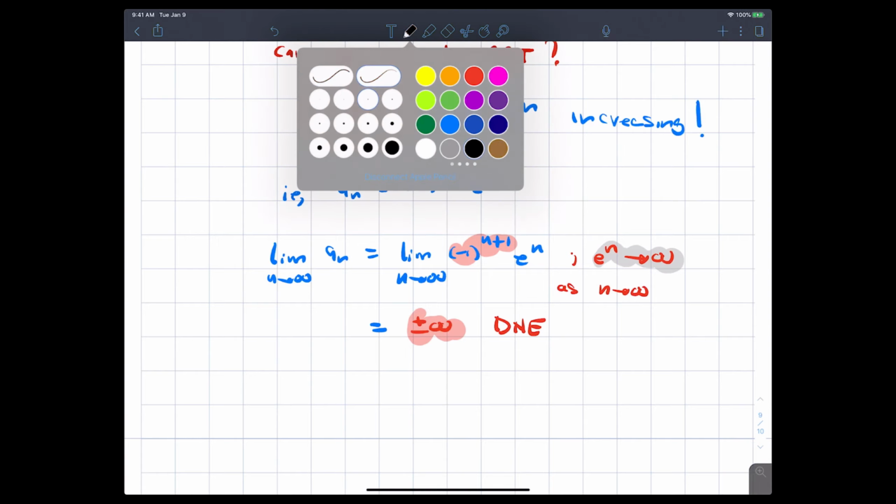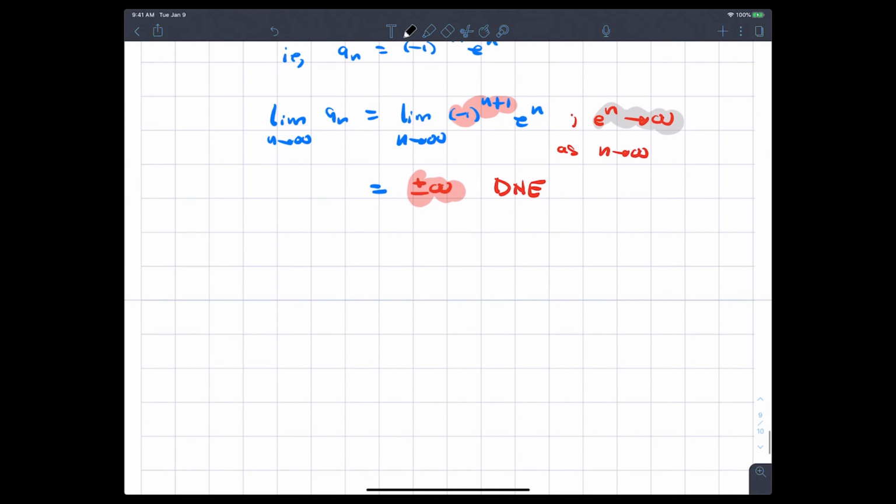And now here's the conclusion. Here's the point. I want to end with this. By the test for divergence, this original series they gave us diverges. And that's the bottom line. That's what you care about.